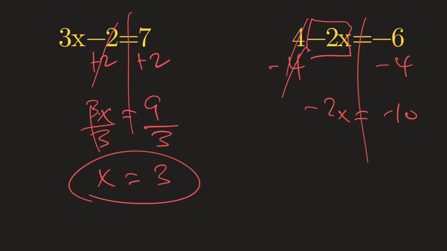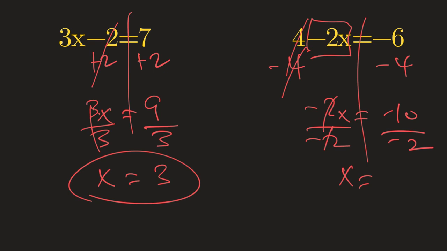Of course. Okay. How are we going to get rid of the negative 2? Divide by negative 2. Let's divide both sides by negative 2 because a negative divided by a negative is going to be a positive. There's that positive 1x.